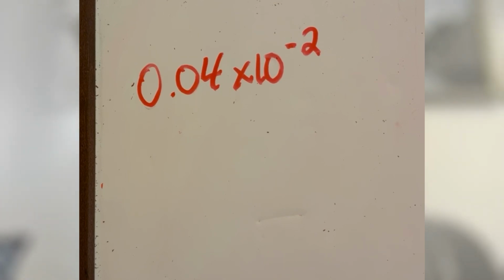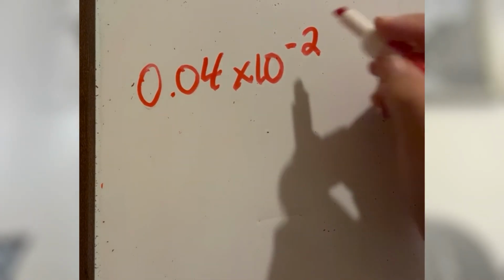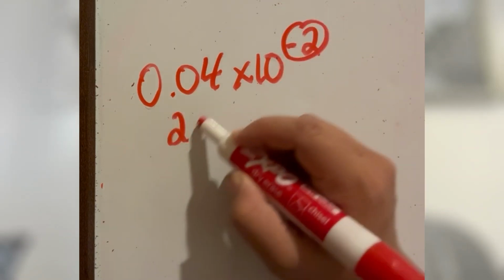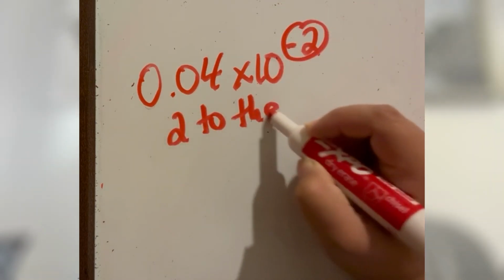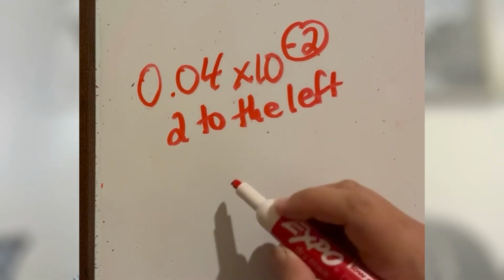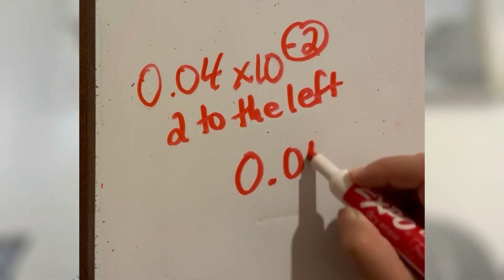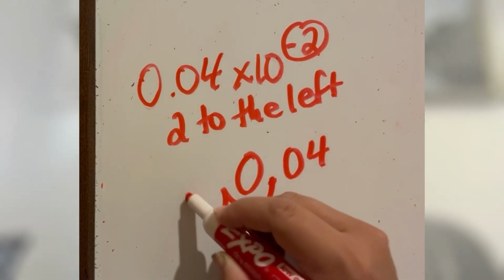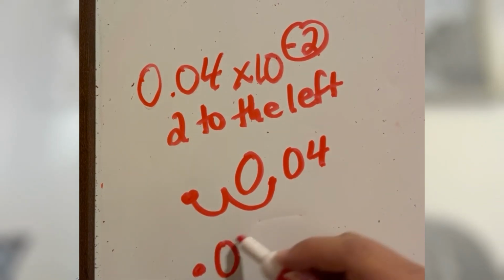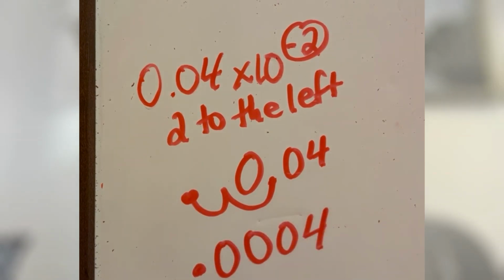So again, you see negative 2. You're moving your decimal twice in the left direction. So we're going to find our decimal point, and we're going to move it 2 to the left. 1, 2. So we're going to get 0.0004 for our standard form for this number.